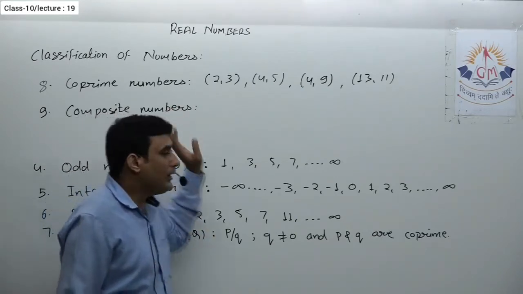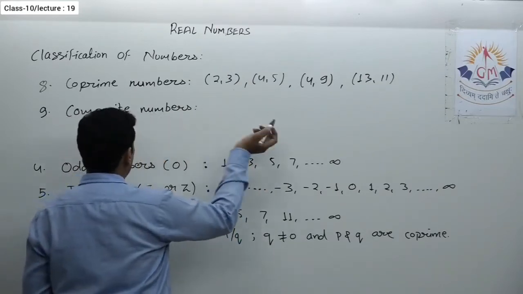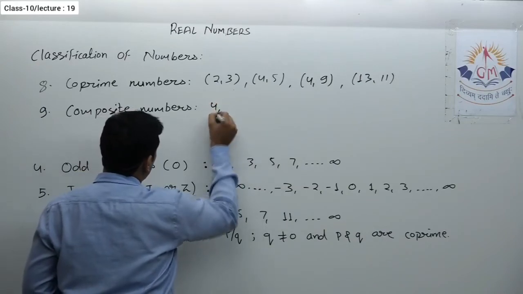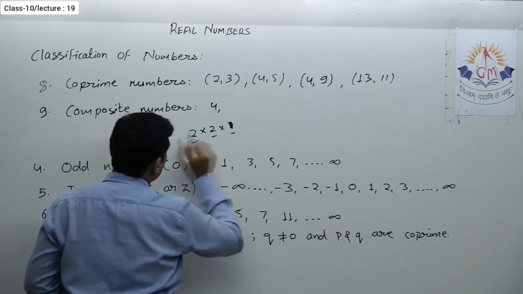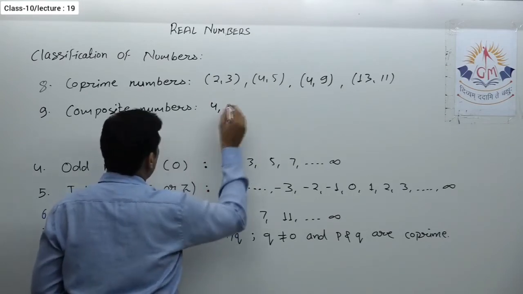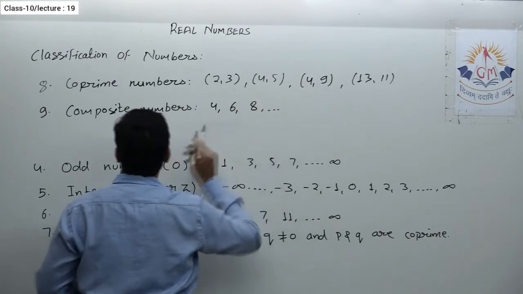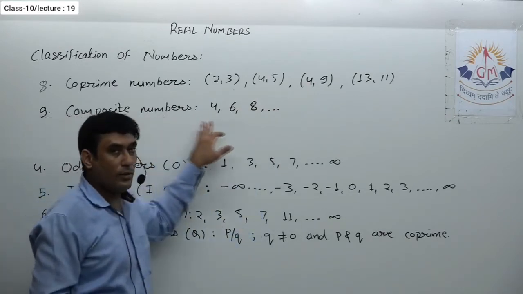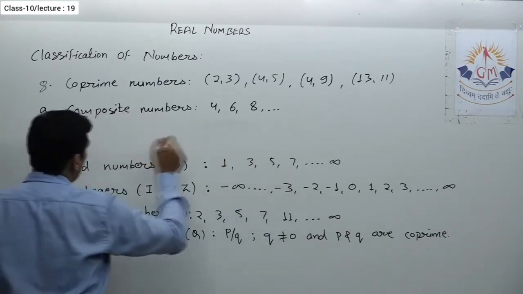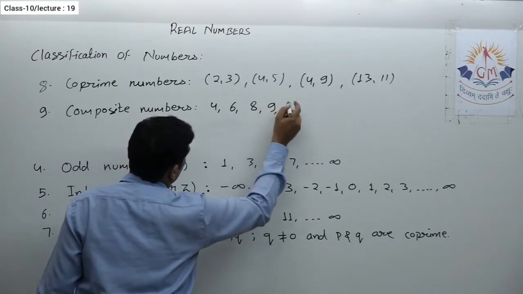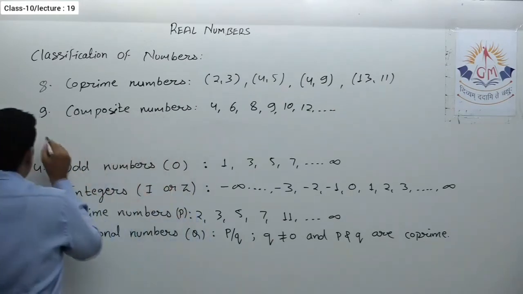And a composite number is a number which has more than two factors. Numbers having more than two factors are called composite numbers. For example, 4 has more than two factors, isn't it? 1, 2 and 4. Then 6, then 8. We can also say numbers that are not prime are called composite numbers. So 9, then 10, 12, these are the composite numbers.